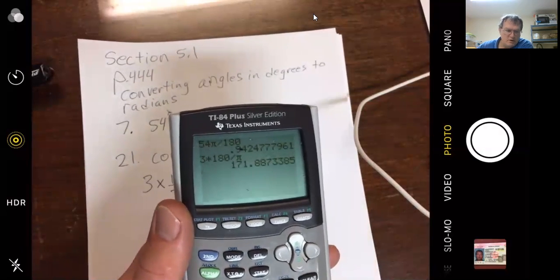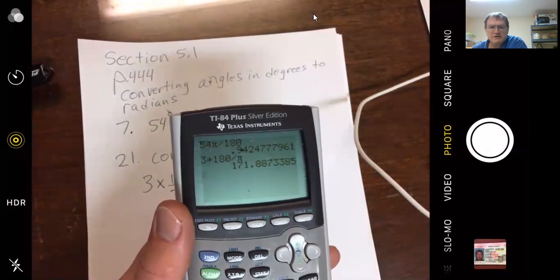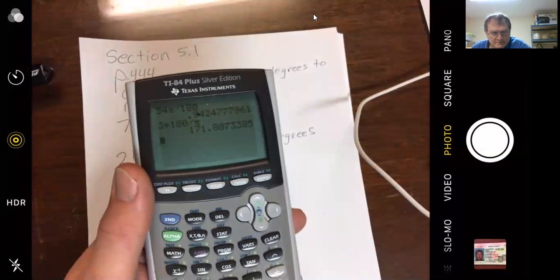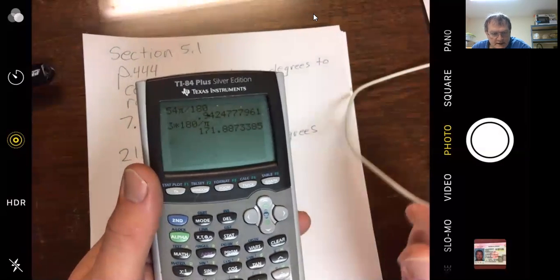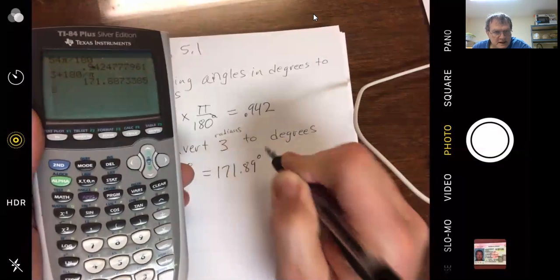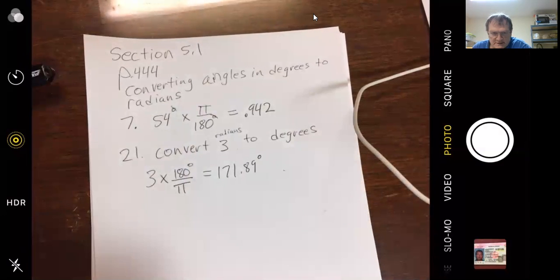171 point, it doesn't really say how many places to round it to. We'll call it 89. 171.89 degrees. Now, this makes a good point, especially if you picture this. I meet people, everything's in degrees. So they see a 3, they still think it's degrees. So it's very important to understand, this makes perfect sense to me.